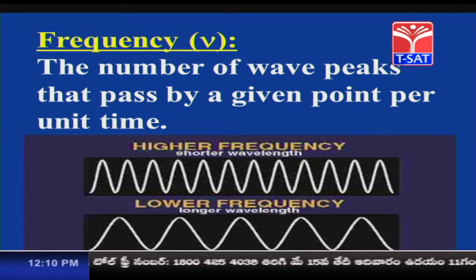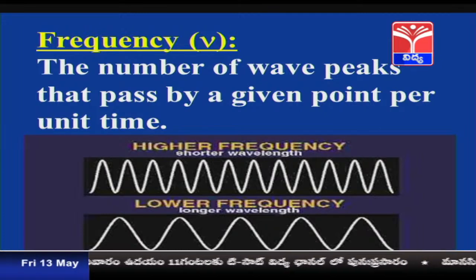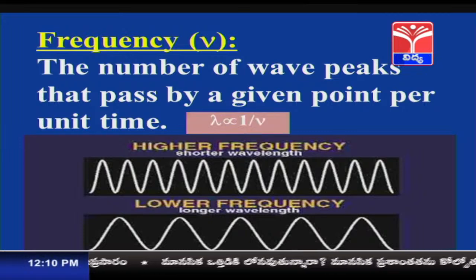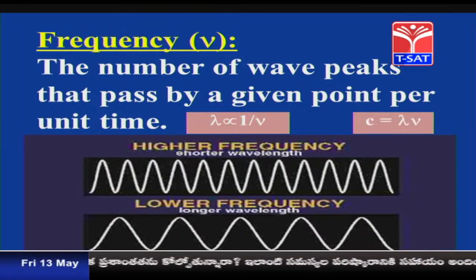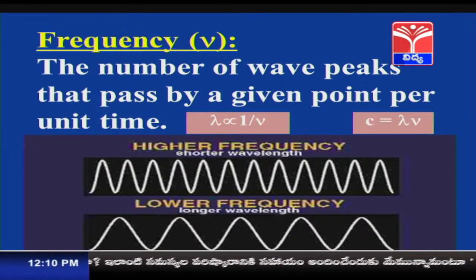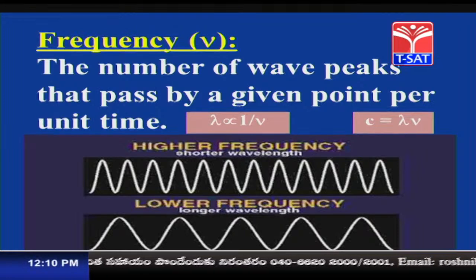If the wavelength is very short, then the frequency will be more. If the wavelength is longer, then the frequency will be less. So here, wavelength lambda and frequency are inversely proportional to each other, and these two are related to the speed of light. Here the speed of light is indicated with c, and c = λν.